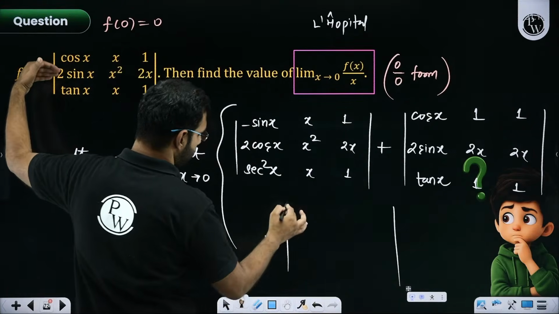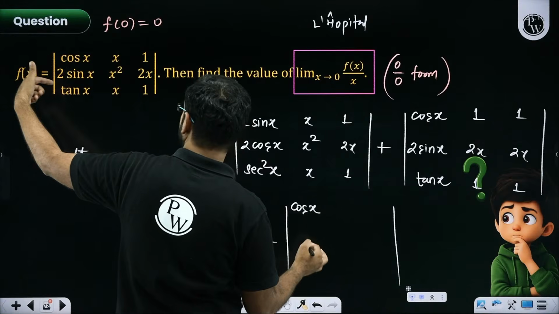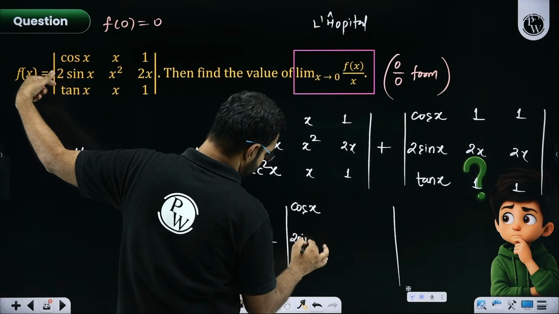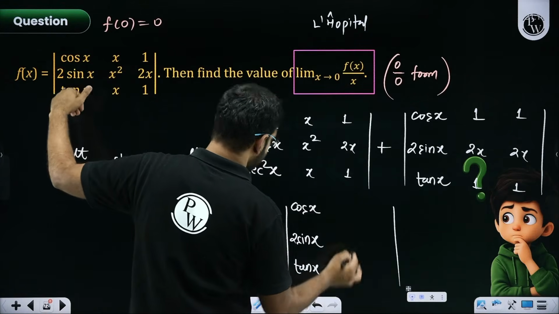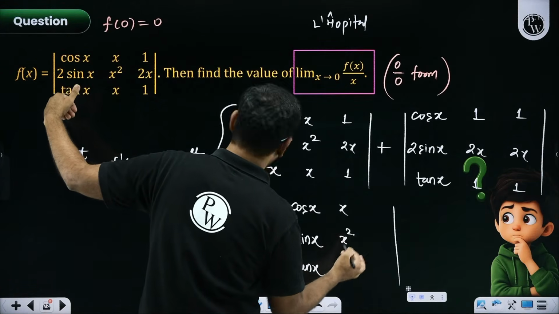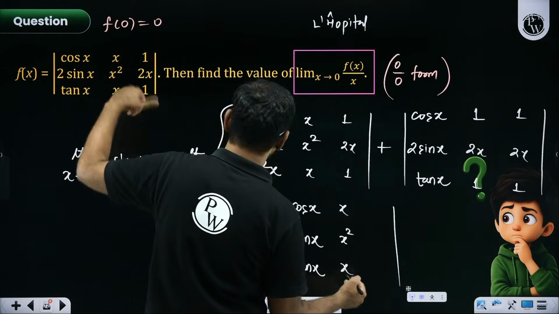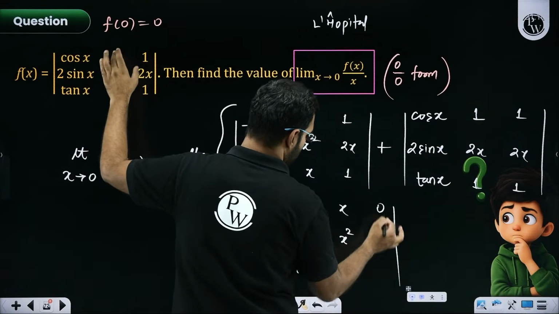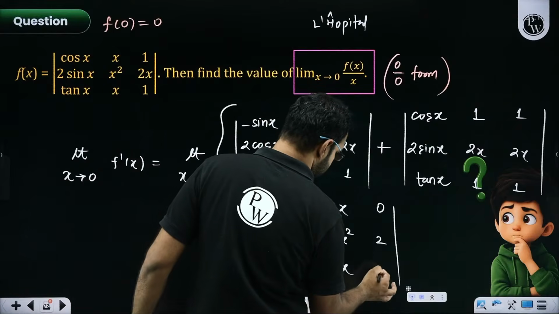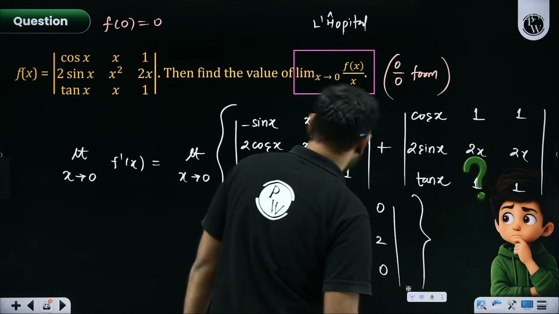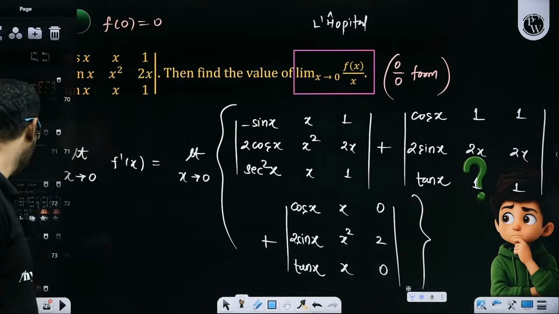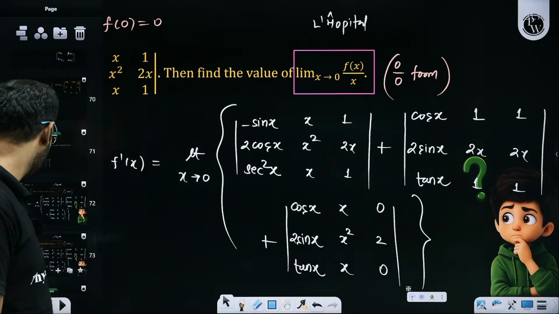So first column is cos x, then 2 sin x, then 10x. Second column also as it is, x square and x. And then the third column's derivative, 1 will be 0, 2x will be 2, and 1 will be 0. Yes or no? And on this, I'm applying limit x approaches 0. Everyone comfortably understanding it? Any confusions if you have, please ask.